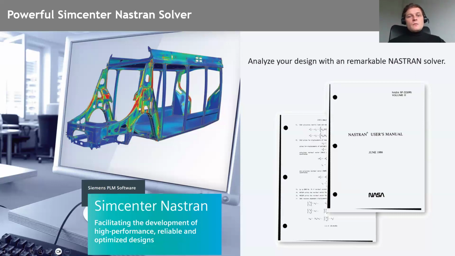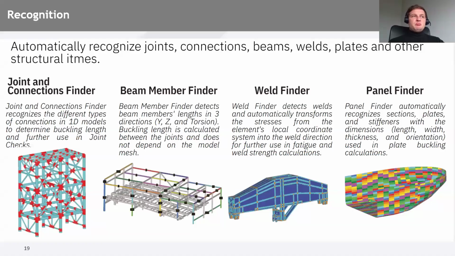But then we have to perform checks, right? And finite element analysis is based on finite elements. So the idea is that if we need to perform the checks, we need to have structural members out of this finite element analysis model. So if we want to do a connection check or joint check, we need to define the connections within our model. If we want to do member check or beam buckling, we need to have one member which consists of multiple finite elements.